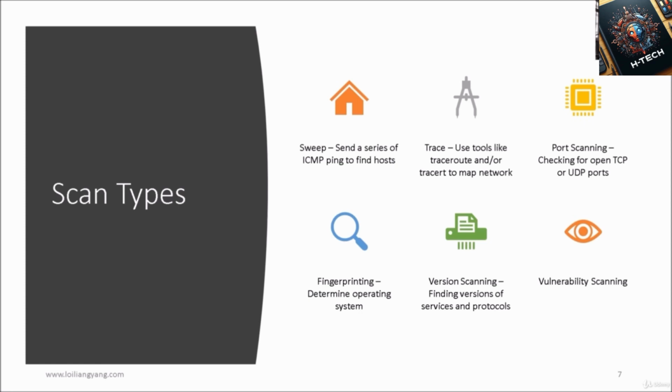And we have version scanning. Version scanning helps us find out all the services and protocols that are used inside a system. And of course, we will have a demonstration of how we could find out all of these scan types later on. And on the bottom right, we can see vulnerability scanning. We can also use Nmap to do vulnerability scanning.